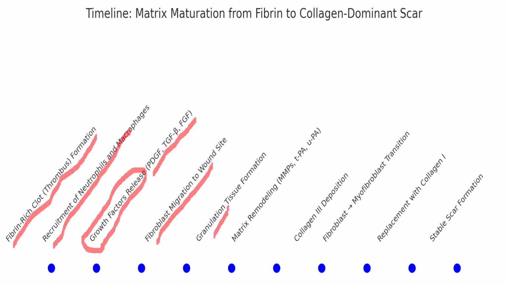Granulation tissue is formed. Matrix remodeling occurs by the action of matrix metalloproteinases and plasminogen activator tissue and urokinase both. Collagen 3 is deposited first, that is a temporary one, then fibroblasts are converted into myofibroblasts and replacement of the type 3 by the type 1 collagen occurs and finally a stable scar is formed.